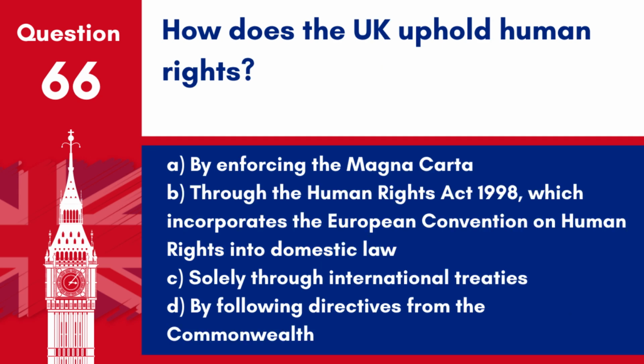Question 66. How does the UK uphold human rights? A. By enforcing the Magna Carta. B. Through the Human Rights Act 1998, which incorporates the European Convention on Human Rights into domestic law. C. Solely through international treaties. D. By following directives from the Commonwealth.